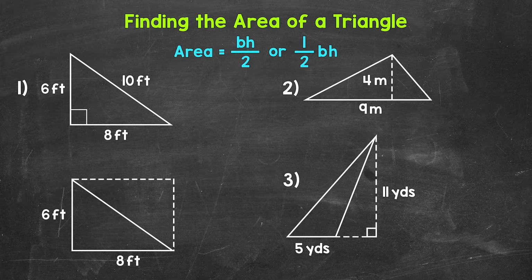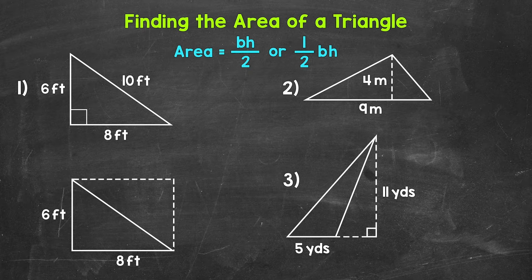Think about it. If we want to take half of something, we can either divide by 2 or multiply by 1/2. We will talk about why taking half of something relates to the area of a triangle in a little bit. Now for this video, I'm going to use the formula base times height divided by 2.